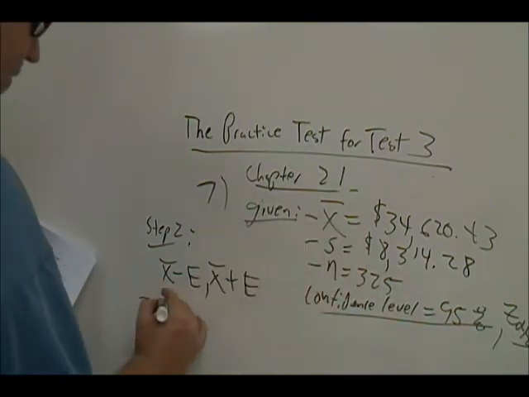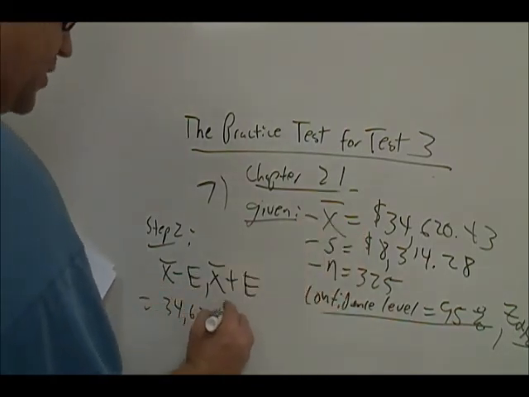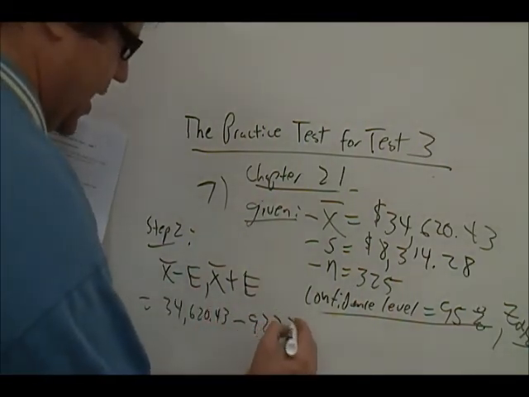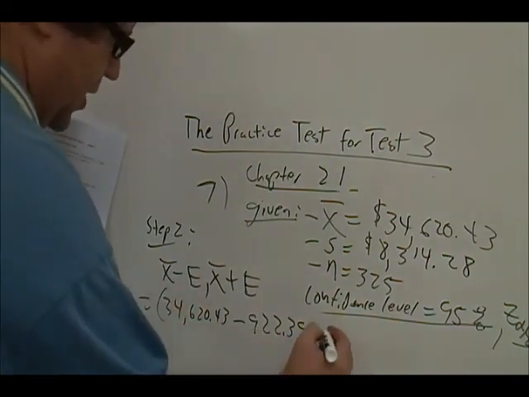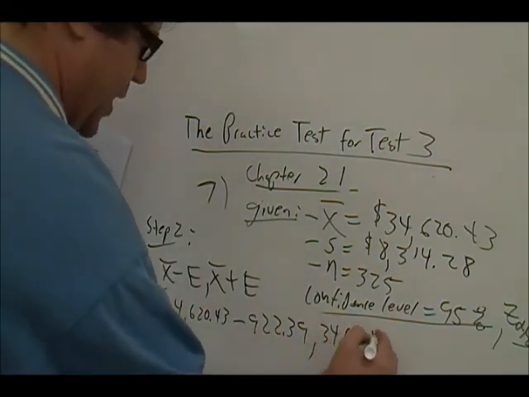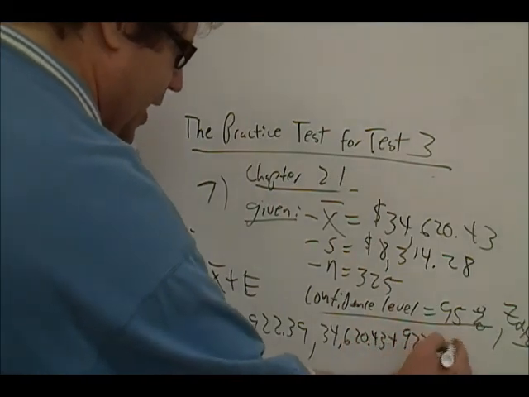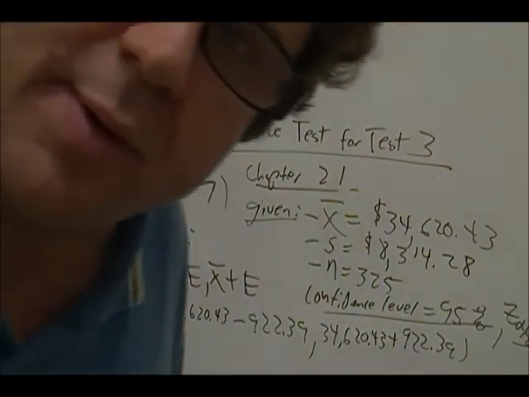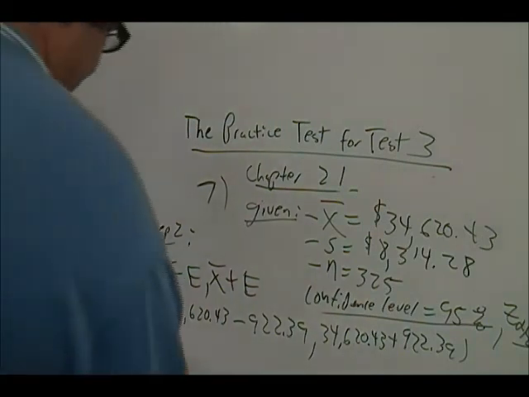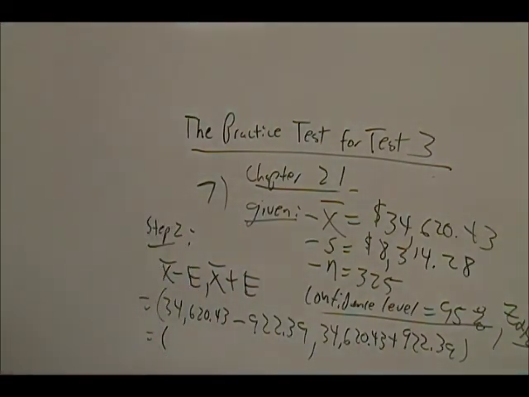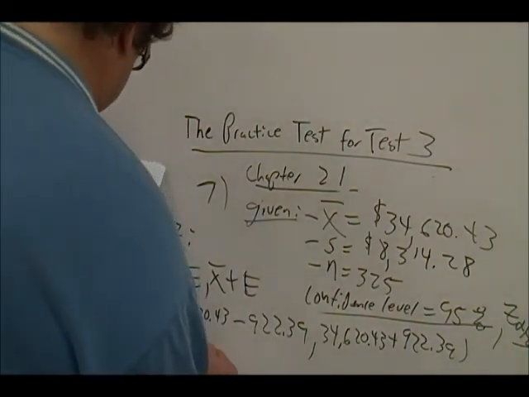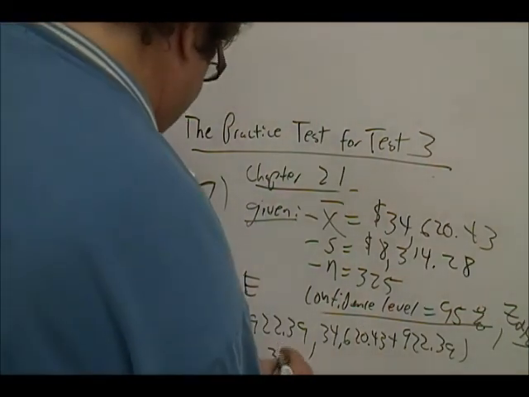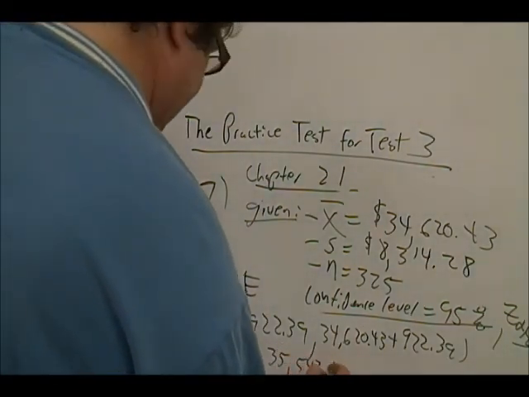We'd take the sample mean, 34,620.43, and subtract the error, which was 922.39, and go from there to 34,620.43 plus 922.39. So we subtract the error from the sample mean and add the error to the sample mean. And when you do that, you end up getting $33,698.04 to $35,542.82.